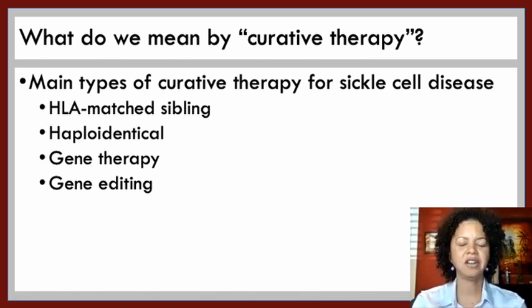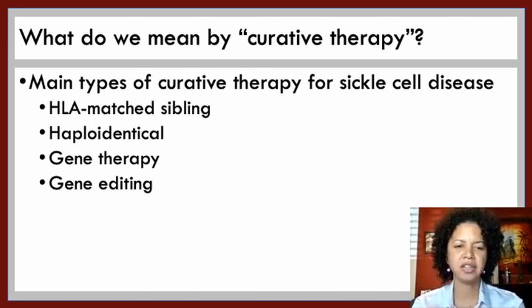So as Dr. Devon mentioned, there are 4 different main types of curative therapy for sickle cell disease. There's HLA matched sibling, which is the same as full matched transplant. There's haploidentical, which is half matched transplant. And then there's gene therapy and gene editing. So next slide, please.